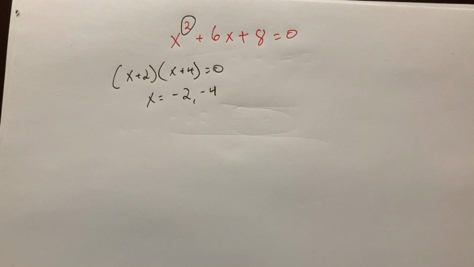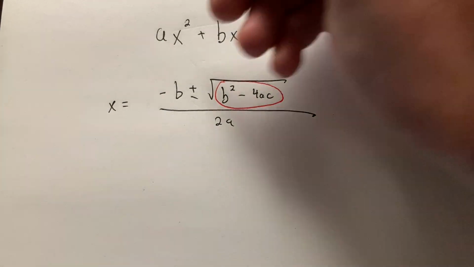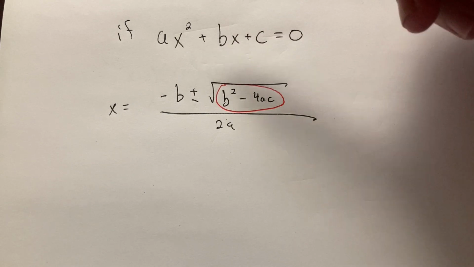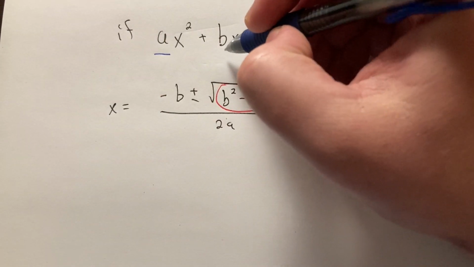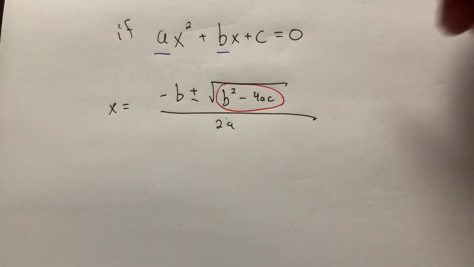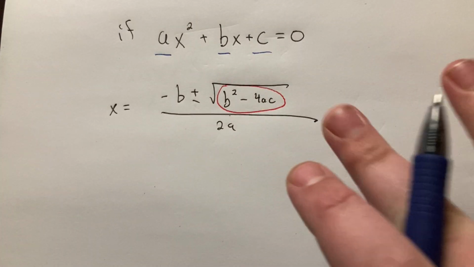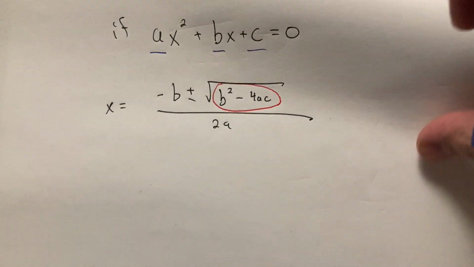So let's take a look at the quadratic formula again. If ax squared plus bx plus c equals 0, then x must be -b plus or minus the square root of b squared minus 4ac, all divided by 2a. That means that we can take the coefficient of x squared, the coefficient of x, and the constant term in the quadratic equation, plug them into this thing, simplify, get some numbers, and we will have our solutions.